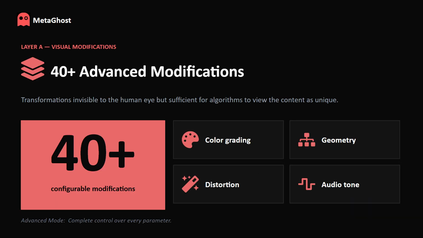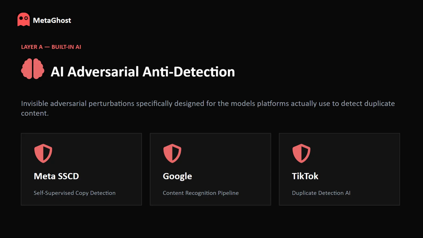The spoofing engine applies more than 40 complex modifications involving color grading, distortions, geometry adjustments, audio tonality, and one particularly interesting feature with integrated adversarial AI. Specifically, one of the major social networks today uses an AI model to detect duplicate content, and that model was essentially made public. We obtained it and integrated it into MetaGhost to help ensure that processed videos are prepared for reposting and treated as unique content.